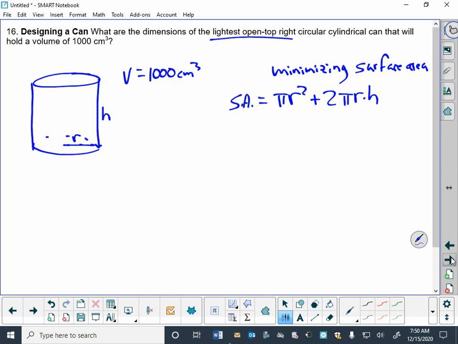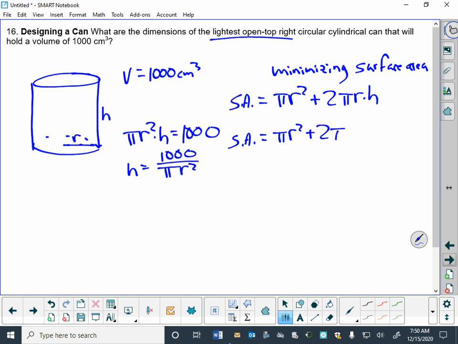I haven't used the fact that the volume is 1,000 cubic centimeters yet, but the volume of a cylinder is the area of the base, pi r squared, times the height. That is equal to 1,000, so the easiest thing to solve that for is to say that the height is going to be 1,000 divided by pi r squared. So if I substitute that into my surface area equation, I'm going to get pi r squared plus 2 times pi times r times 1,000 divided by pi r squared.